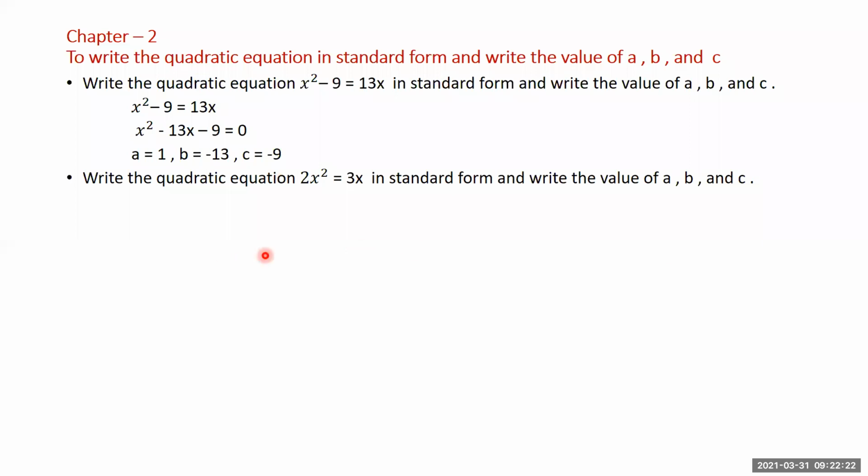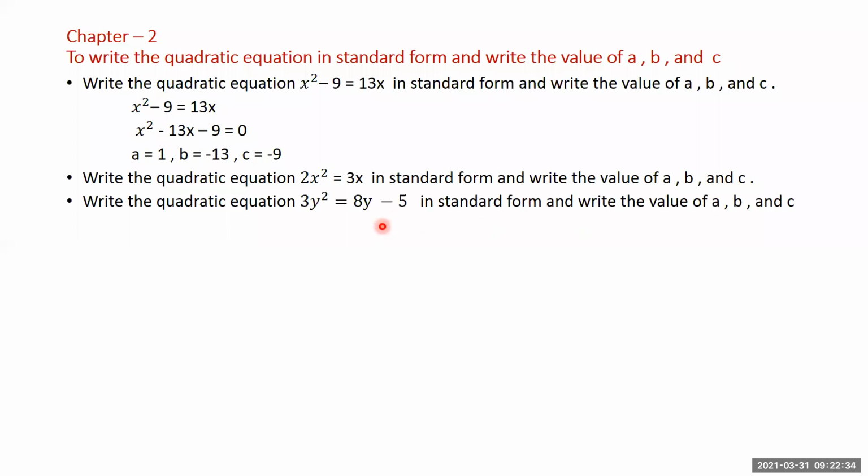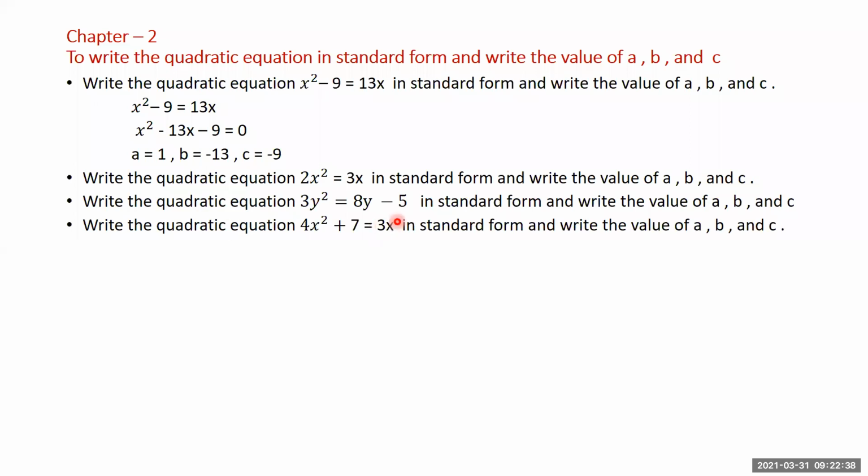So here are some model questions I have given. This is one question: 2x square equal to 3x. Here the c term is not there, so your c value will become 0. So c value 0 will come. So please give your concentration properly, and then you solve this.